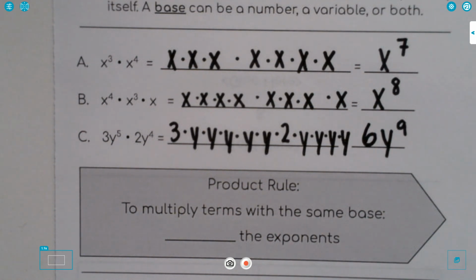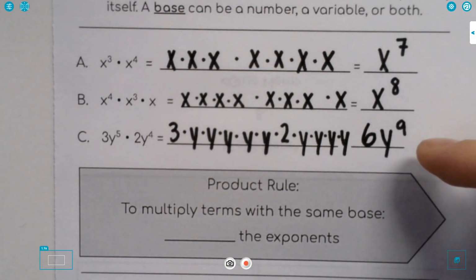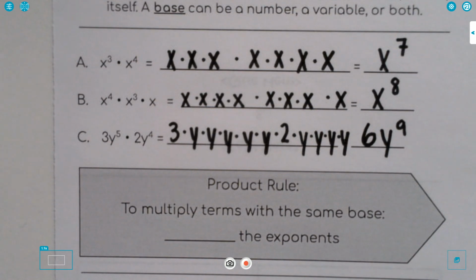Take a second by yourself without talking to look and see if you can find the pattern of how we got to x to the 7th, x to the 8th, y to the 9th. So don't say anything yet. I want everyone to look at it on their own.